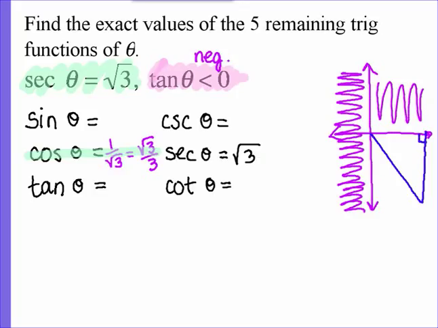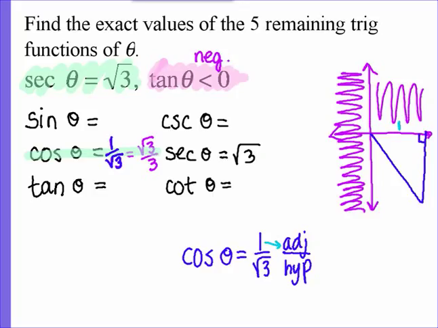Now what I need to do is label sides. They tell me that secant is root 3, which means cosine theta is 1 divided by root 3. Cosine is adjacent over what, folks? Hypotenuse. And so that tells me that 1 is my adjacent side, and root 3 is my hypotenuse.